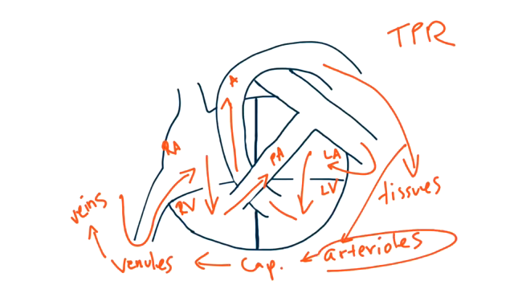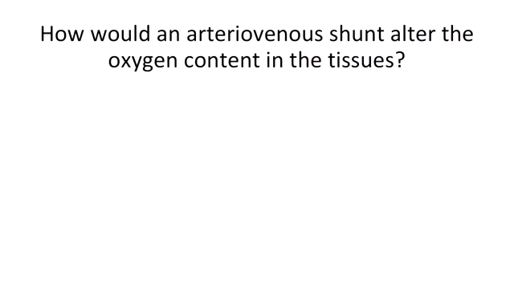The arterioles. Remember, the arterioles contribute most to the total peripheral resistance. Okay, here's another question. How would an arteriovenous shunt alter the oxygen content in the tissues? Recall that an arteriovenous shunt, or AV shunt, is an abnormal connection between an artery and a vein.